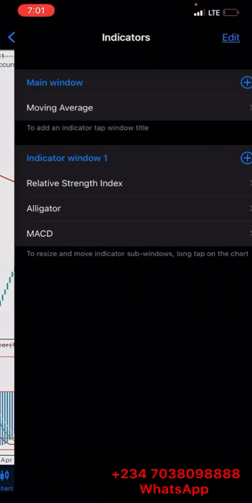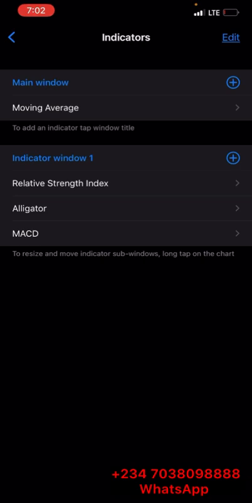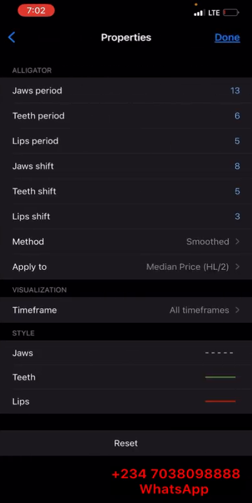Then you go back again and add the Alligator. Jaw period is 13, teeth period is 6, lips period is 5, jaw shift is 8, teeth shift is 5, lips shift is 3, and method is smoothed, applied to median price. You can see the colors right there. Screenshot it, guys, because we don't have enough time, and click on done.